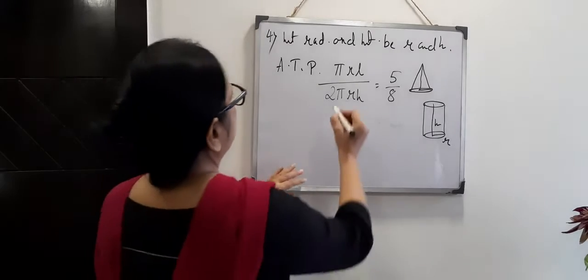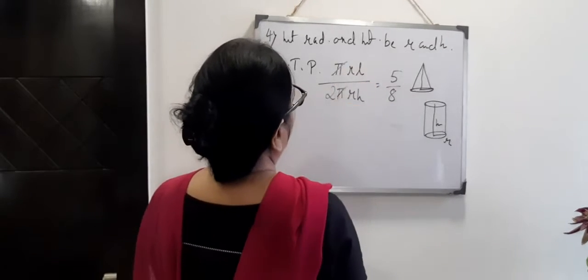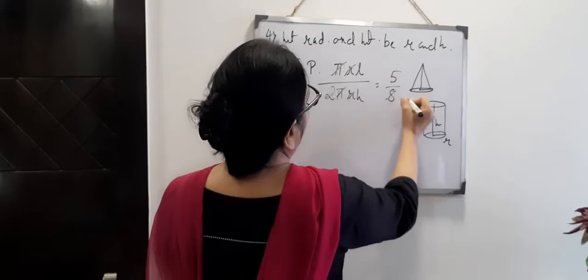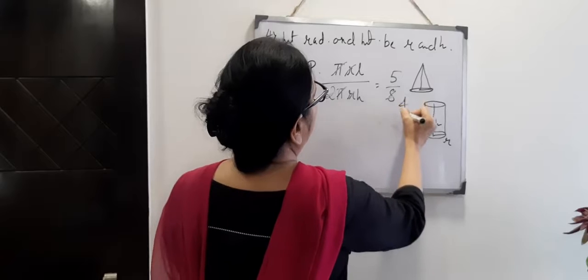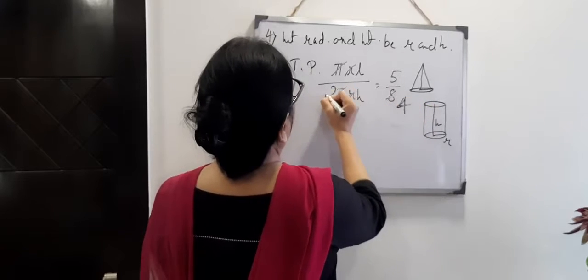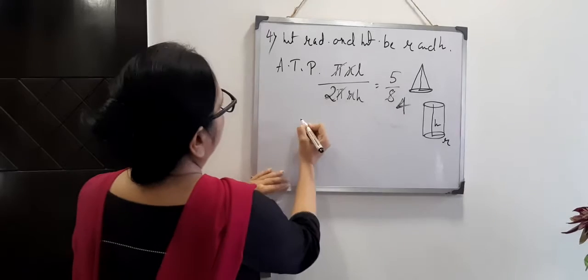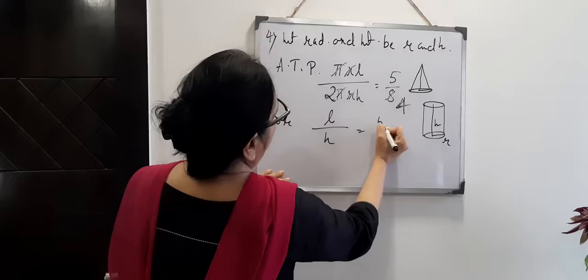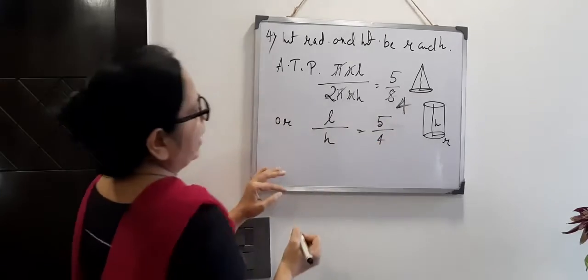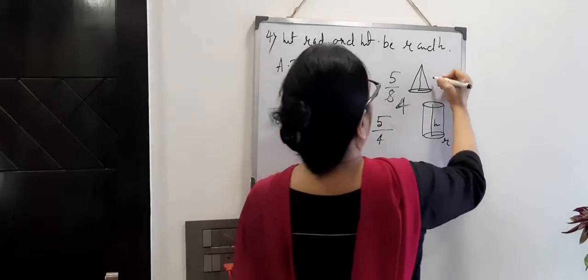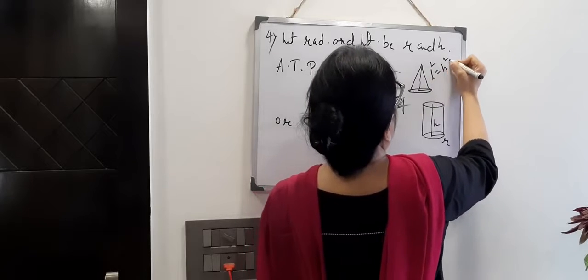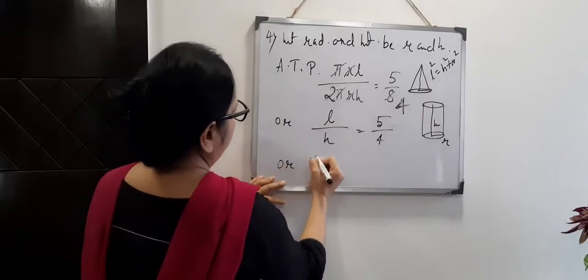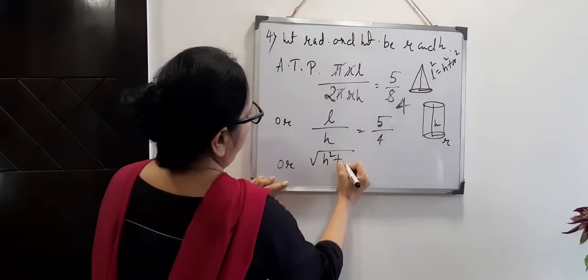You have to calculate. Here pi cancel, r are same so cancel, and from there 2, that is 4. Clear? So what we are getting finally, l by h equals 5/4. Now l means what? You know, l square equals h square plus r square. So l means root over of h square plus r square.